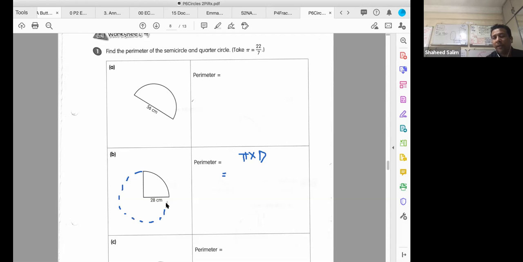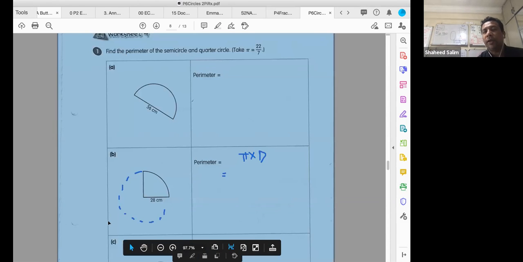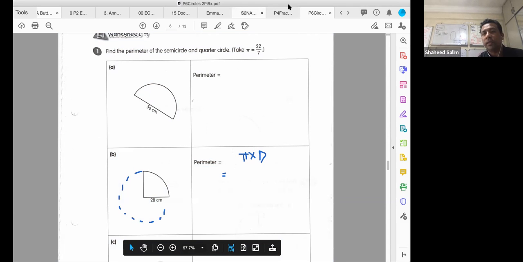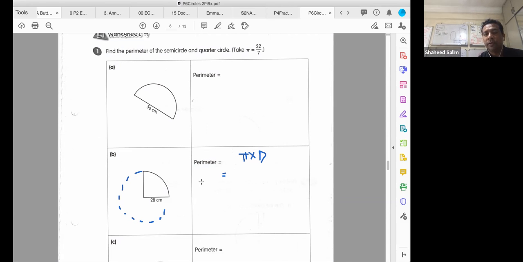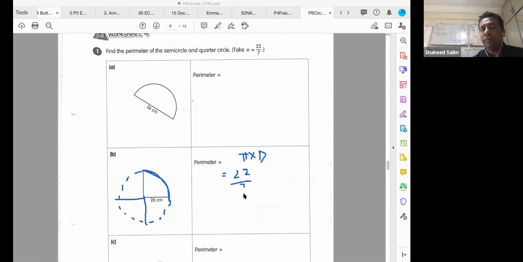Because you are finding circumference. Can you see you're finding circumference? I'll just draw down here so that you can see. Circumference is the whole thing. But you only want 1/4 of it, this part. You only want one part of it. So you take 22 over 7 times 56. 56 is the diameter. You get your answer, then you must divide this answer by 4.